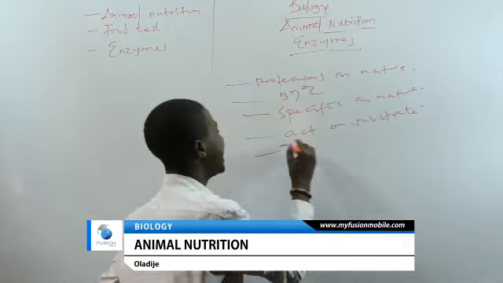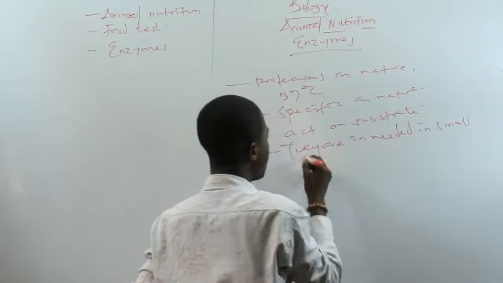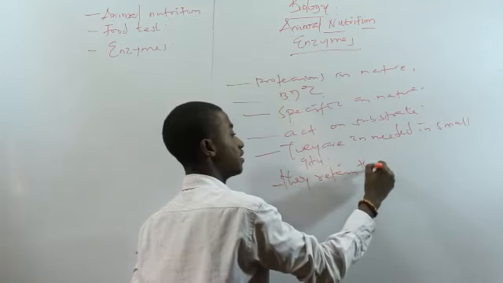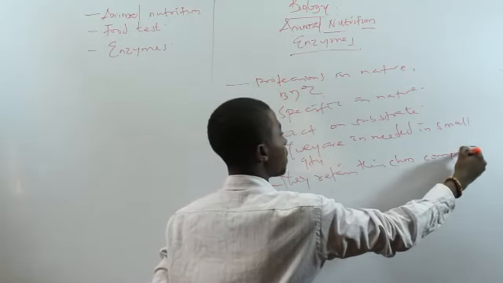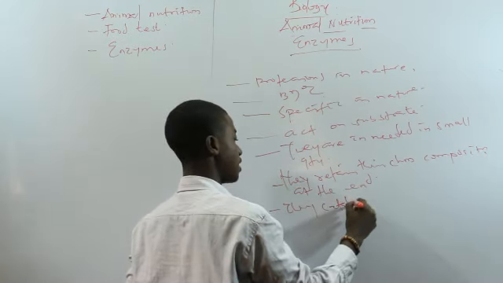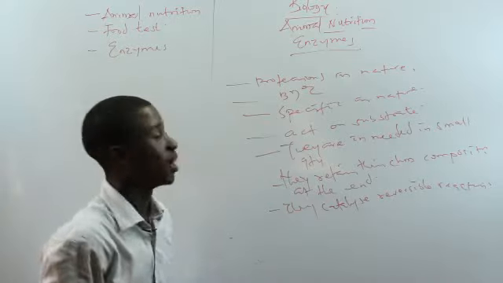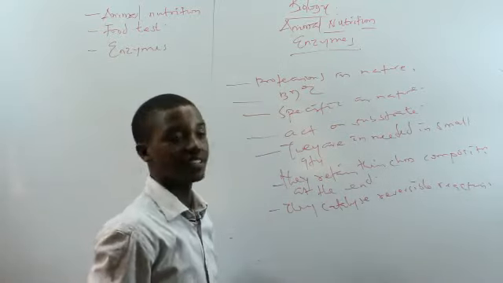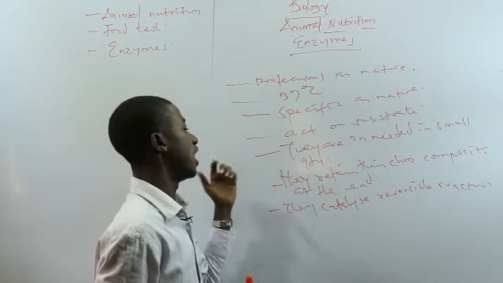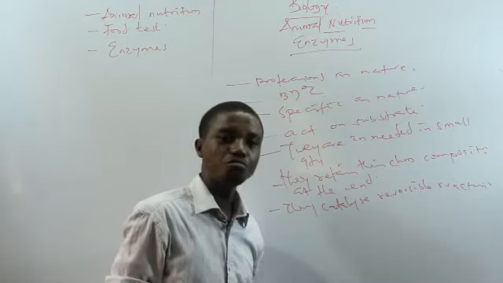They are needed in small quantities. They retain their chemical composition at the end of the reaction, which means they remain unchanged. And they catalyze reversible reactions. So enzymes are proteinous in nature, work best at 37 degrees Celsius, are specific in nature, act on substrate, and are needed in small quantities.